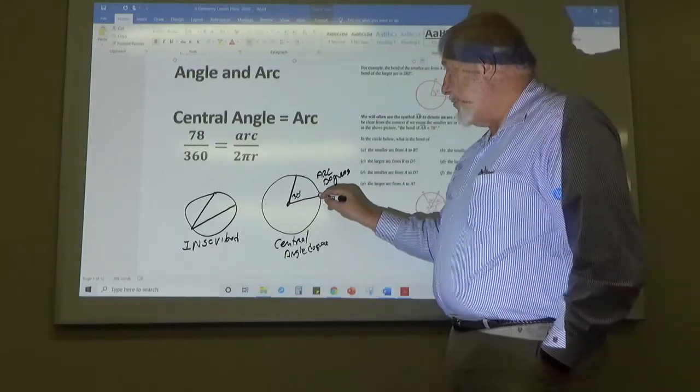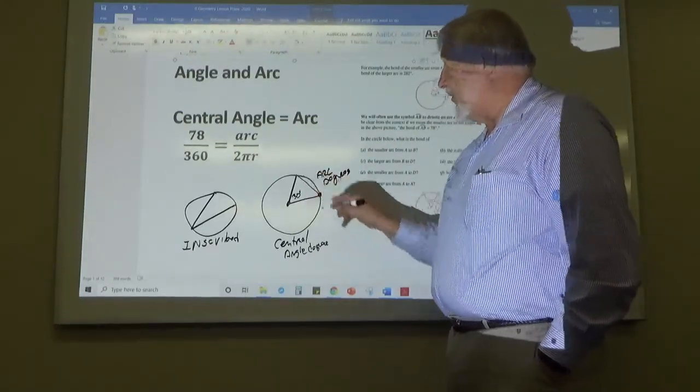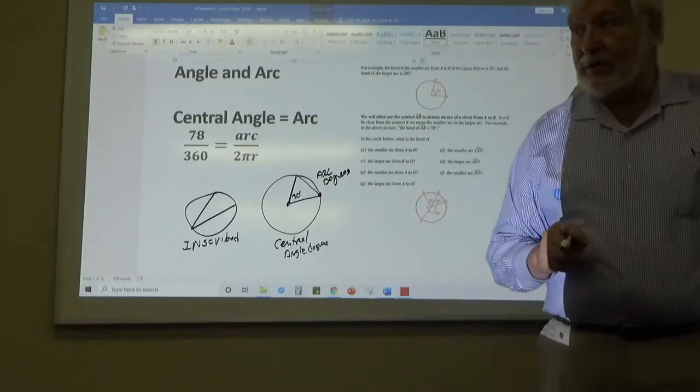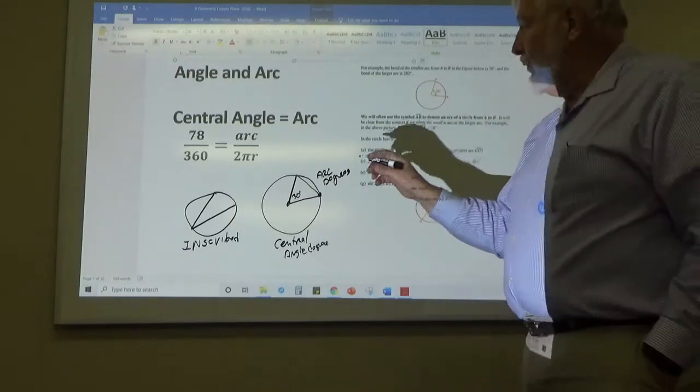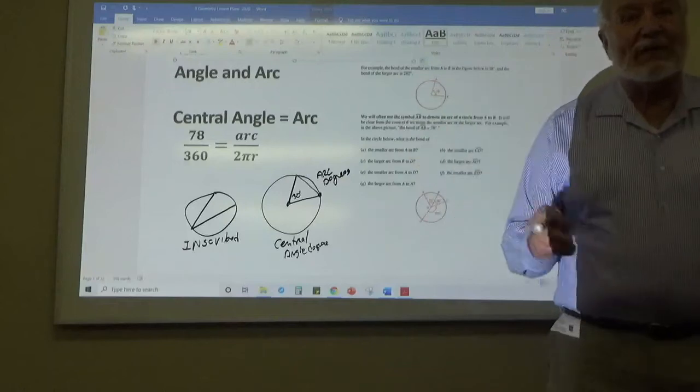Now, there's another measurement that goes from here to here straight across. That's called a chord. Right? And so when they're talking about the bend, they're just talking about the arc.